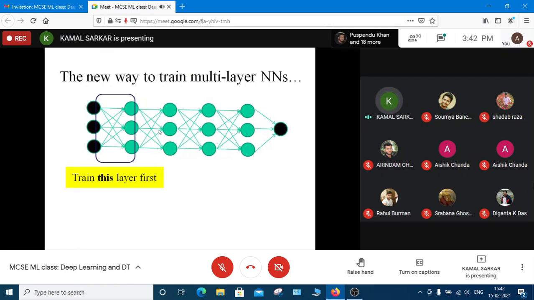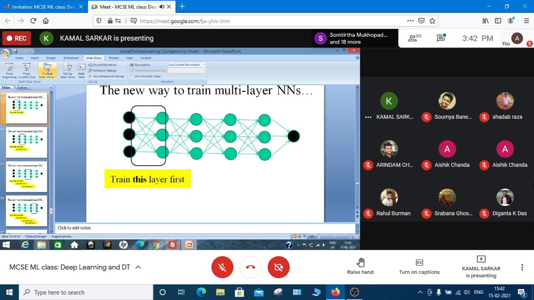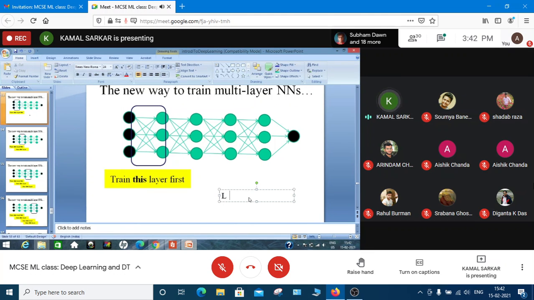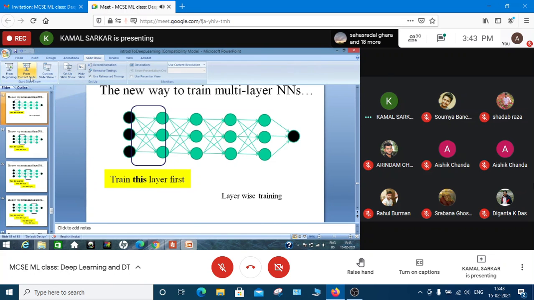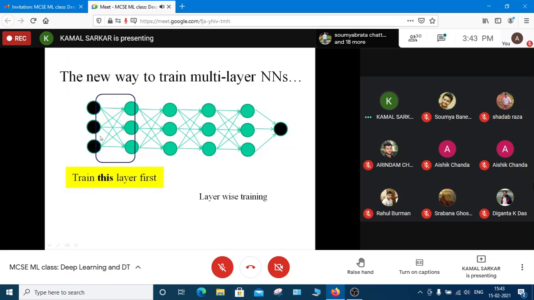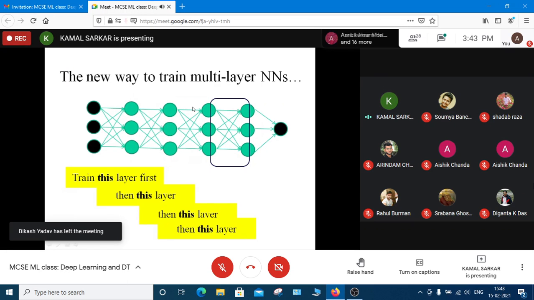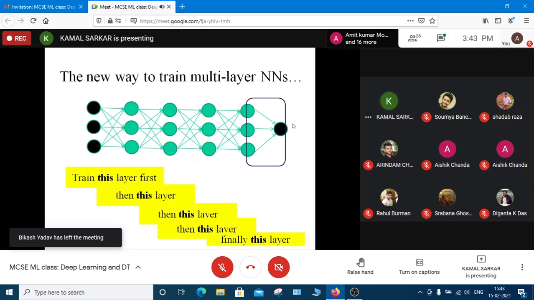So the idea was layer-wise training. It is actually the greedy layer-wise training because initially this layer will be trained first, and then this layer will be trained, then this layer, and this layer, and finally this layer will be trained. The first layer is trained first, and then the second layer, third layer, fourth layer, and the final layer. So it is known as layer-wise training.